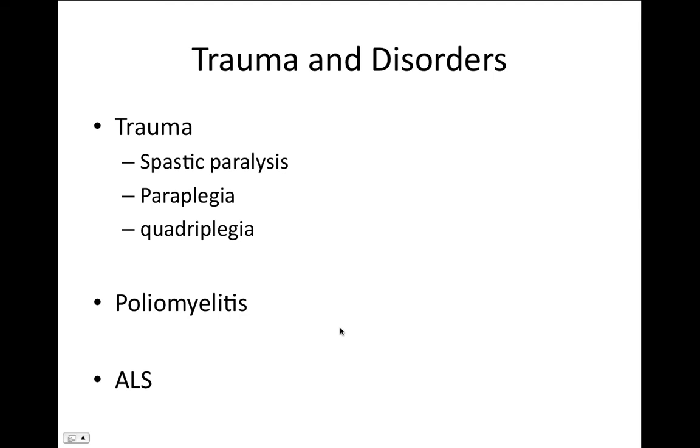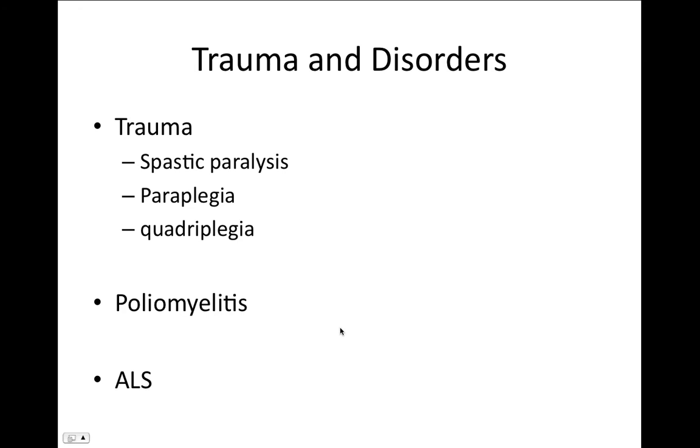Paraplegia would be the paralysis of both of the legs, so it would be some sort of damage to the central nervous system above or below the thoracic region. The quadriplegia would be damage to the central nervous system within the cervical region that would cause paralysis of the legs and the arms. So quad for 4, so all 4 limbs would be damaged and you would not have control over the limbs.